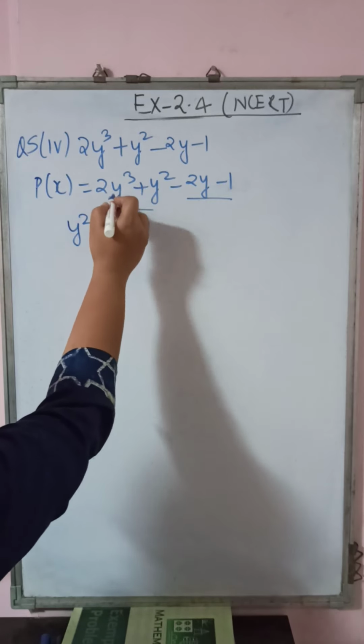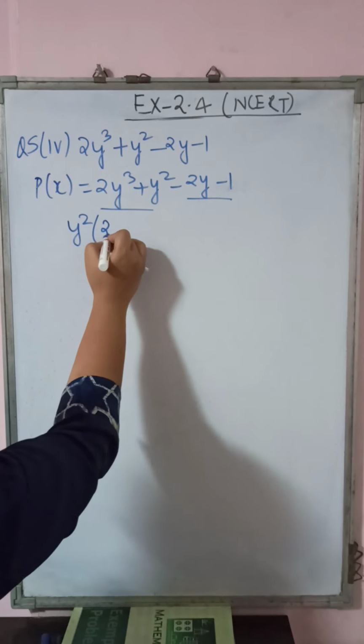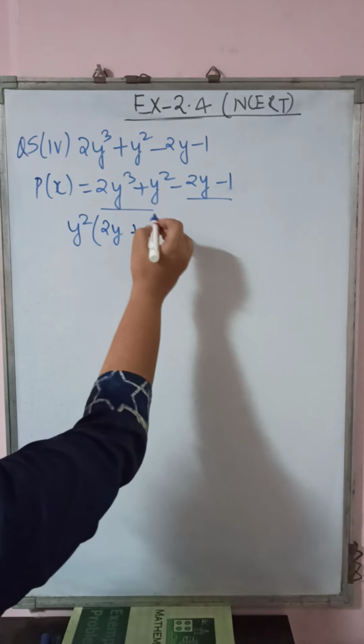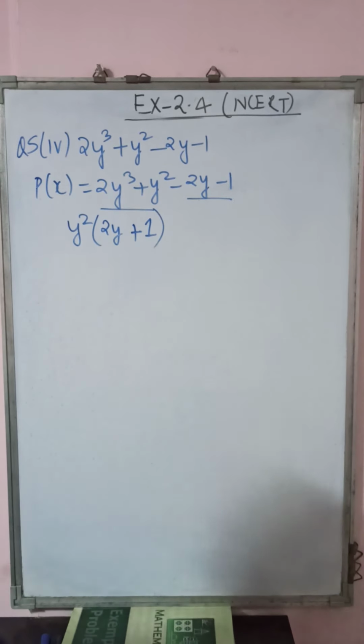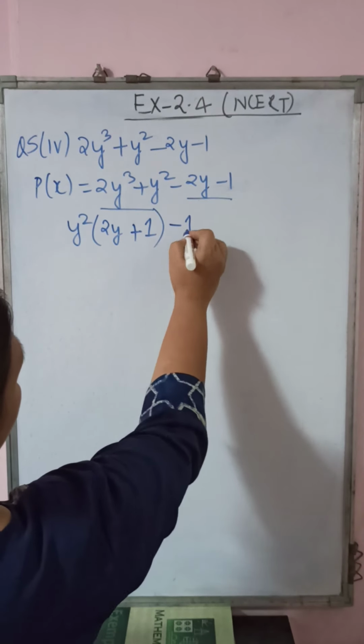Now in this, compare the first term. In 2y cube, y square you have taken out. So what will remain inside? 2y. Plus y square, you have already taken out. So what will remain inside? Only 1. Now in these two, minus is common, so minus 1.